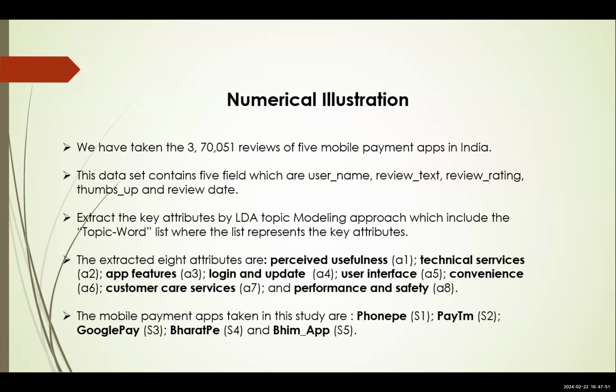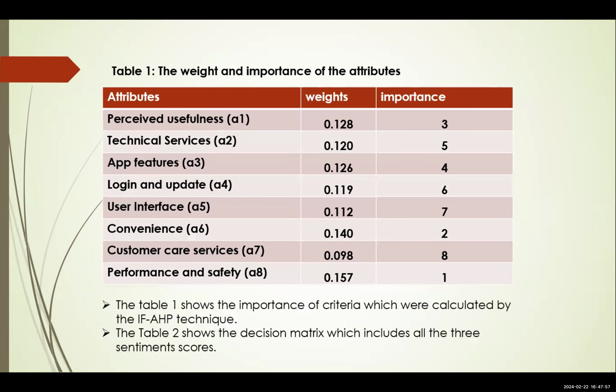We have taken the 5 mobile payment apps: PhonePe, Paytm, Google Pay, BharatPe, and the BHIM app. And these are the weights we have calculated by using the Intuitionistic Fuzzy AHP. We have used Intuitionistic Fuzzy AHP because it removes the vagueness and ambiguity of the data. According to the result of IFAHP, the most important feature of mobile payments is performance and safety, which customers are more concerned about before using or adopting a mobile payment app for making payments.